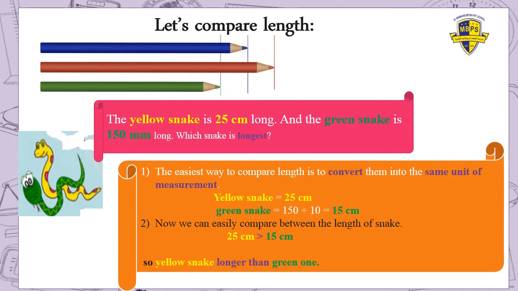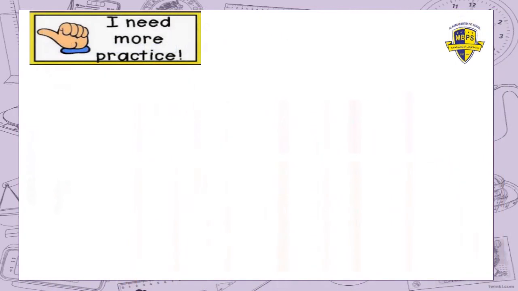Now I have both lengths in centimeters, so easily I can compare. 25 centimeters, 15 centimeters. Which one is longer? 25. Excellent. So the yellow snake is longer than the green one. Let's practice more.